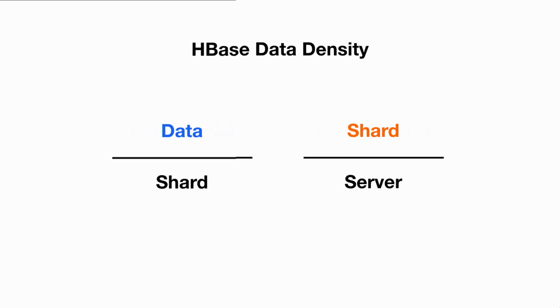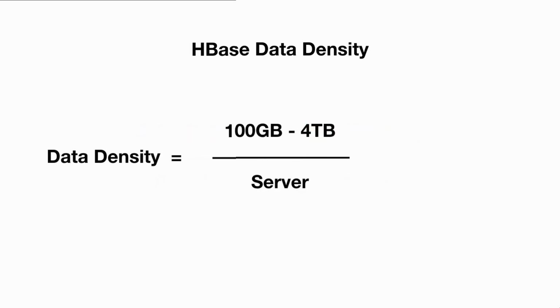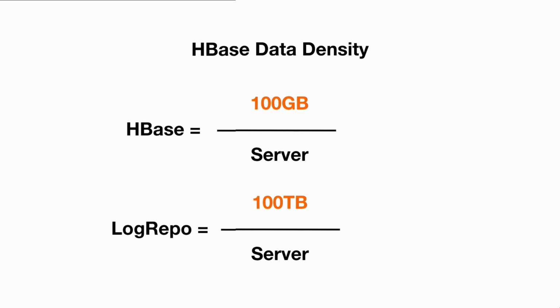So we have a recommended range on data per shard and a recommended range on shards per server. If we multiply these together, we get the recommended range of data density that HBase supports: 100 gigabytes per server to 4 terabytes per server. And this affirms what we've seen at Indeed. On our HBase cluster, we started hitting scaling and stability problems around 100 gigabytes, a couple hundred gigabytes of data per server. So obviously, this is not going to work for LogRepo because we need 100 terabytes of data per server. We need 1,000 times as much data per server, which means even if HBase didn't have hotspotting issues, we would have to buy 1,000 times as many servers. Good luck pitching that to your boss, right?